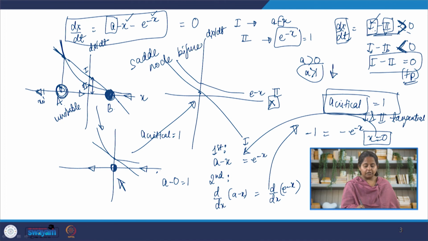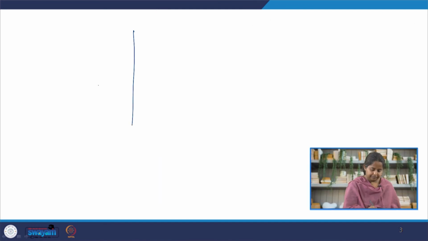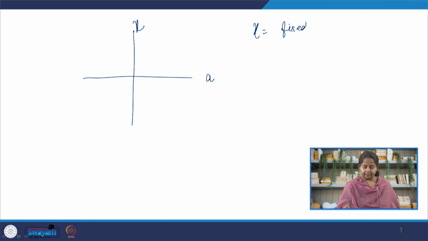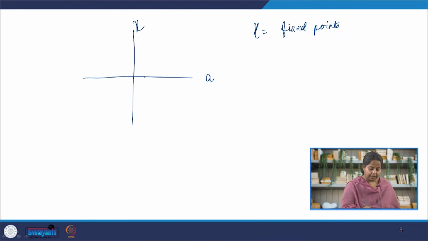So now let us draw a single diagram that summarizes the saddle node bifurcation. On the x axis we are going to plot the parameter a, on the y axis we are going to plot the fixed points, not to be confused with x. Notice when a is equal to 1, there is only one fixed point, and it is half stable, half unstable.